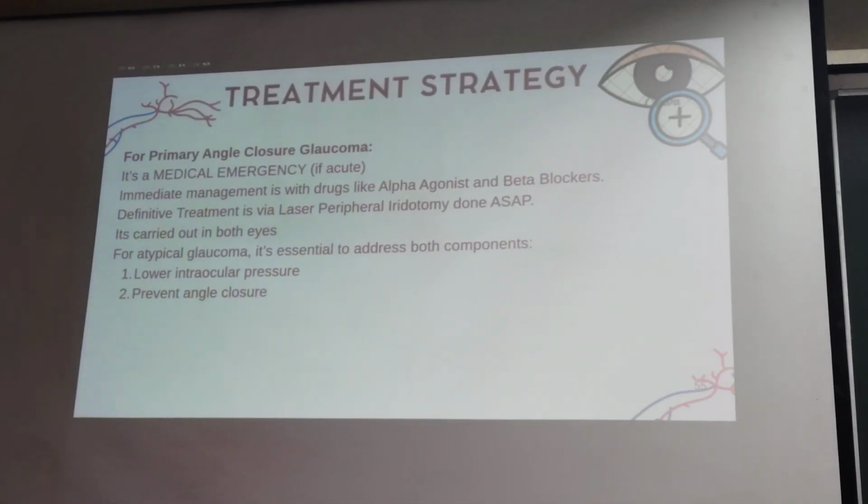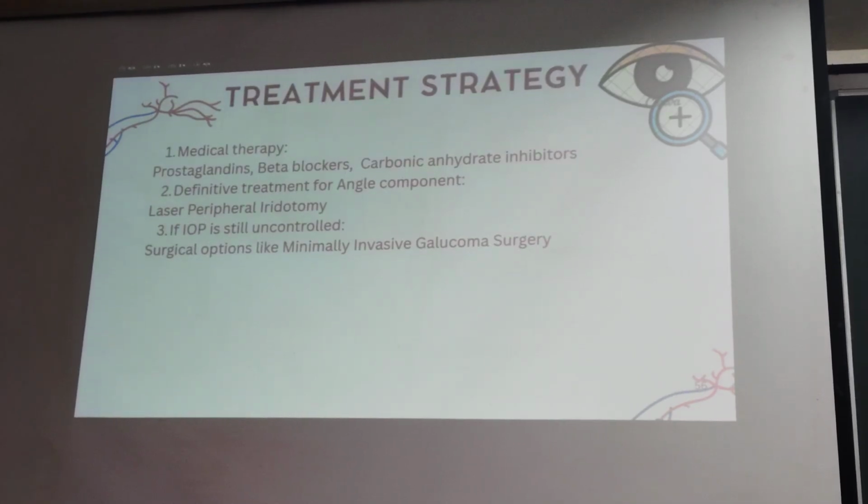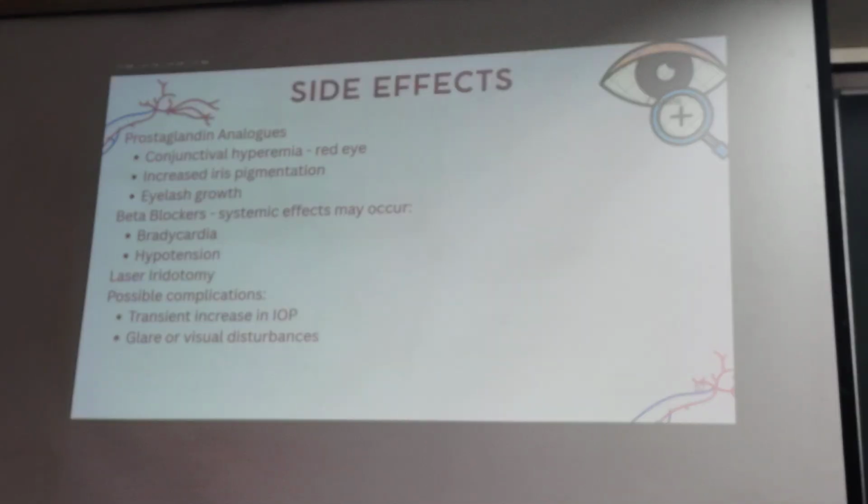In case of primary angle closure glaucoma, if it's an acute case, that is, if the progression is very fast, it becomes a medical emergency and it has to be treated as soon as possible with laser therapy, which is supplemented with drug therapy. The case which we picked out was a case of mixed mechanism glaucoma, and therefore it is important for us to treat both the components, that is, we have to reduce intraocular pressure and at the same time prevent further angle closure. So the treatment to decrease IOP will be medical therapy as said, and to prevent further angle closure will be laser therapy.